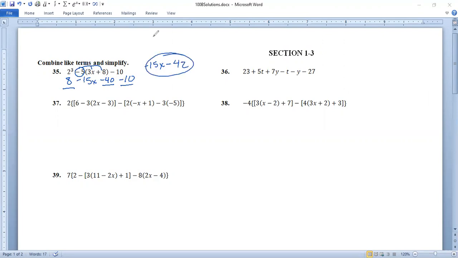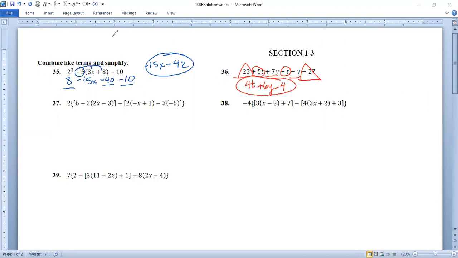All right, number 36. We don't have any parentheses, so we just need to identify the like terms and simplify them. So we have a 5t minus t. Is that all the t's? So that'll be a 4t. 7y minus y, that's a 6y then, positive 6y, 6 minus 1. And then 23 and -27. It's a -4 when we put those two together, 23 minus 27.